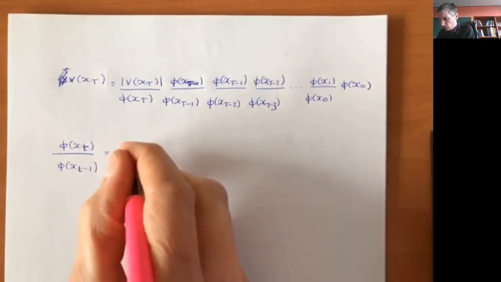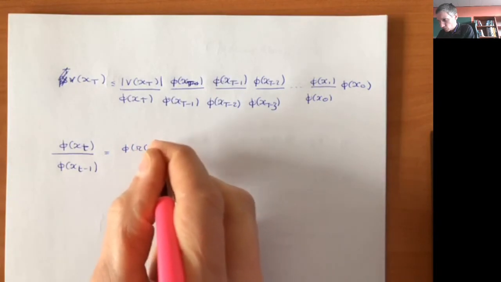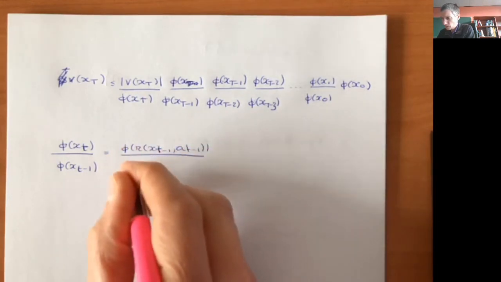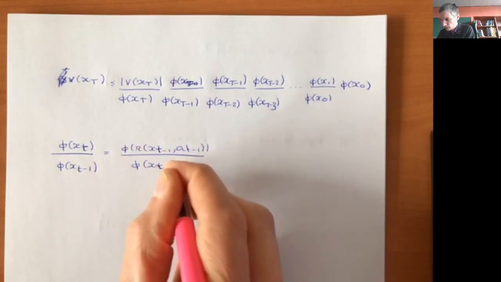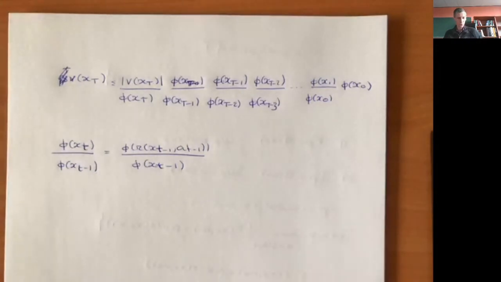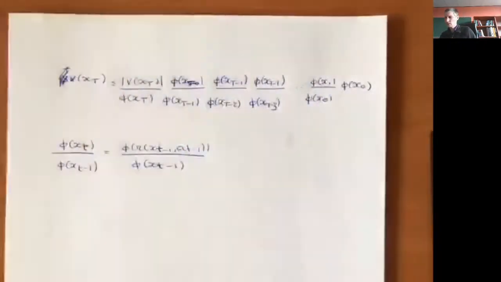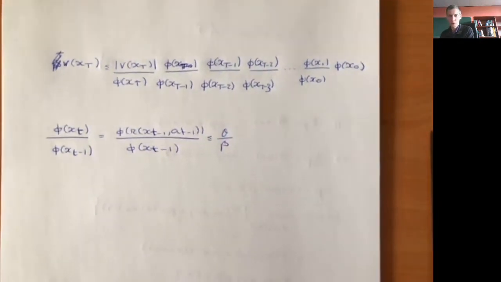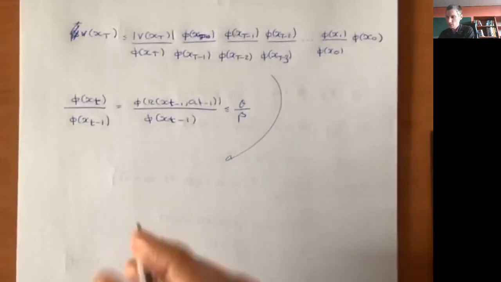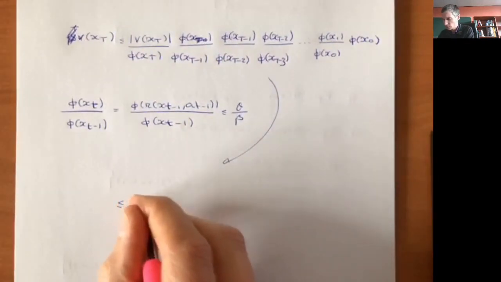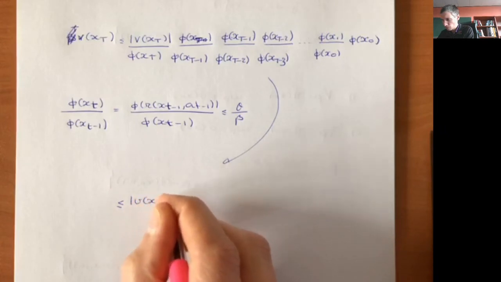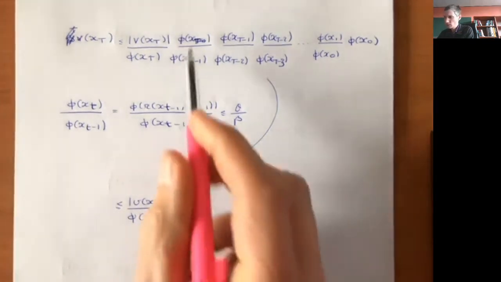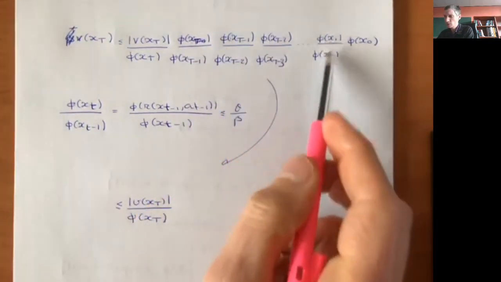So this is equal to phi of r xt minus 1, at minus 1, and then phi x t minus 1. Then if we use this condition v again, I immediately have that this is smaller or equal to theta over beta. Okay, so if I look at here, then I know that this is less or equal to the absolute value of v xt divided by phi xt, and then theta over beta, theta over beta, theta over beta, and so on.